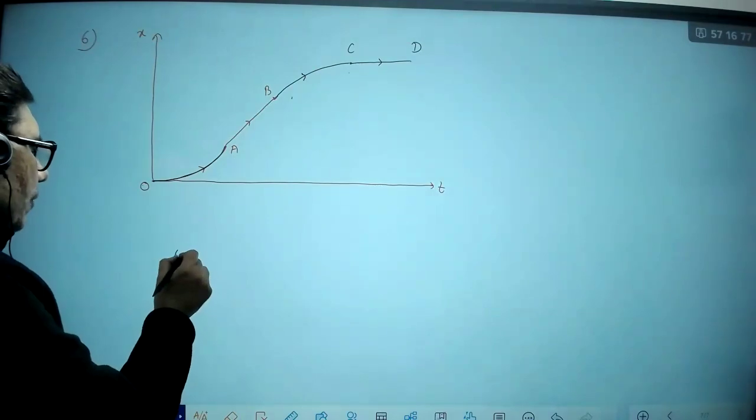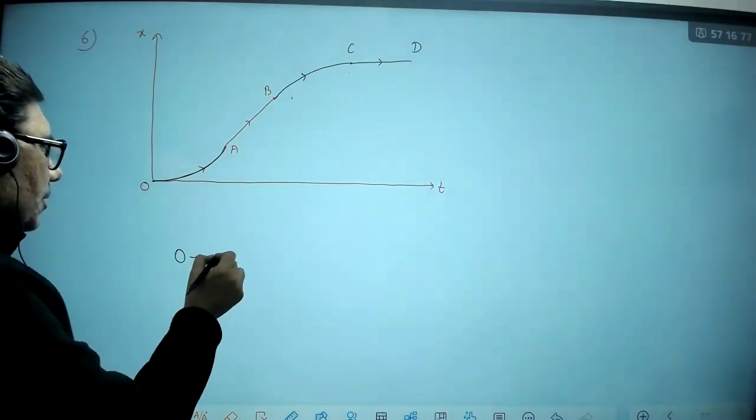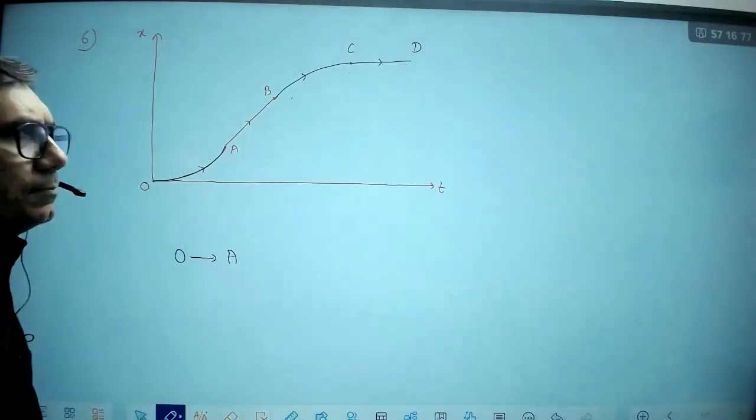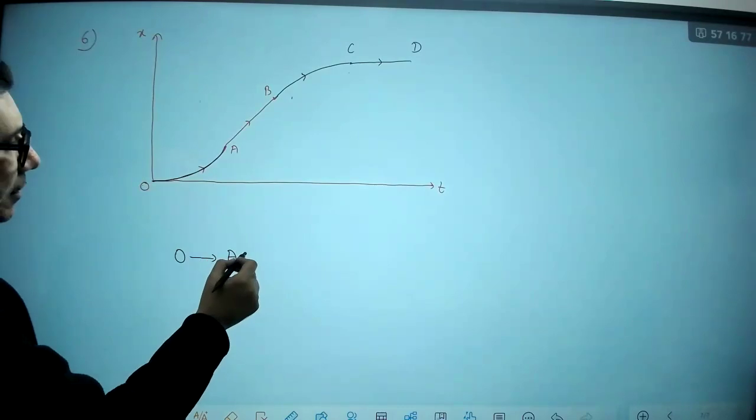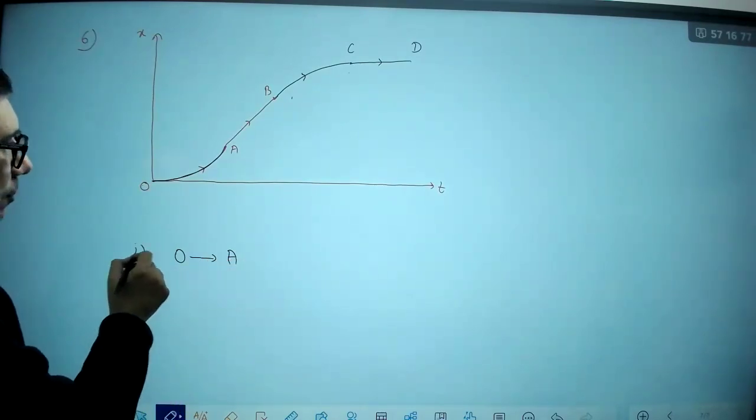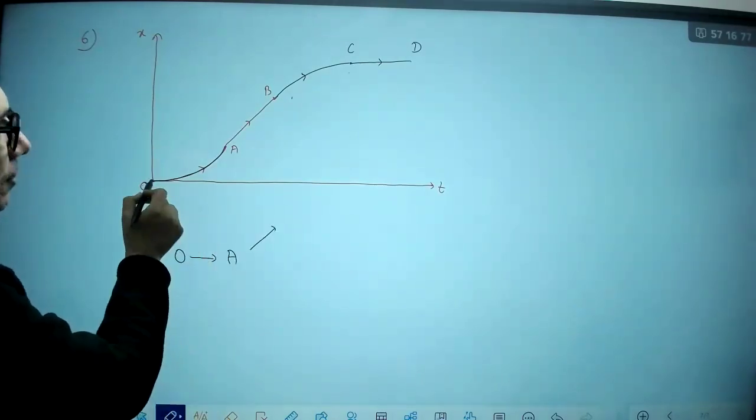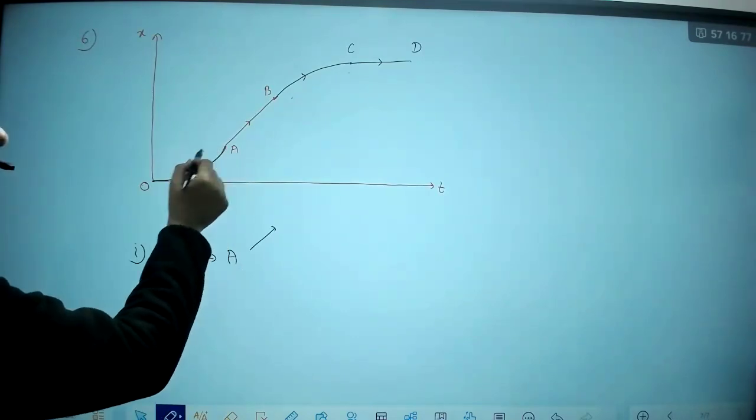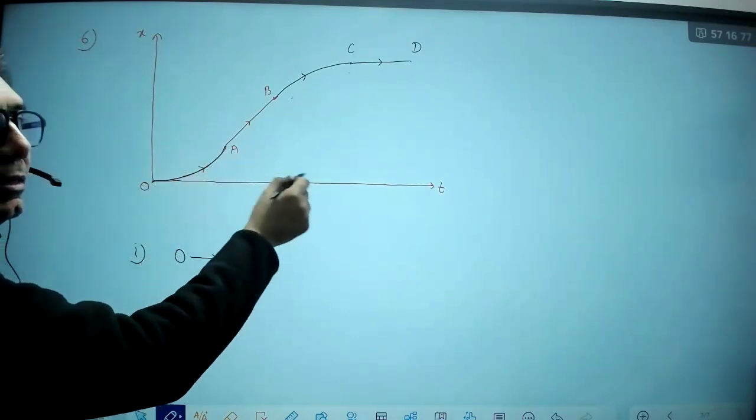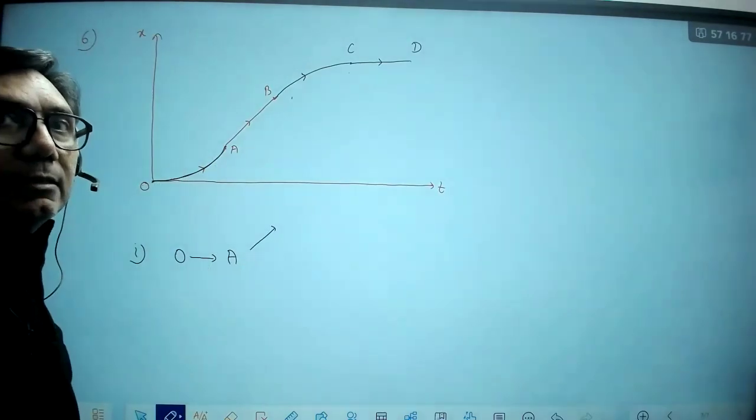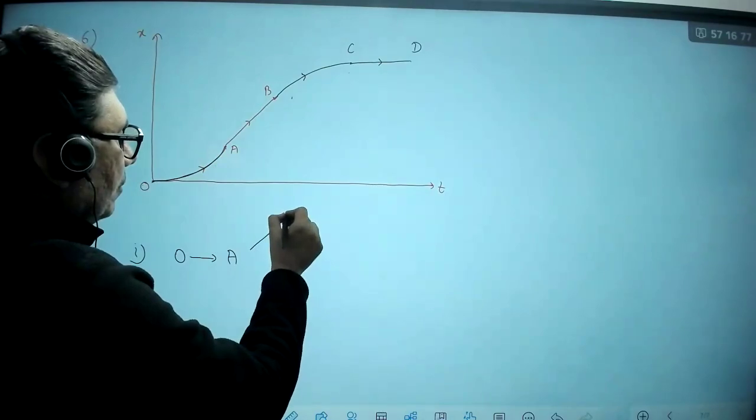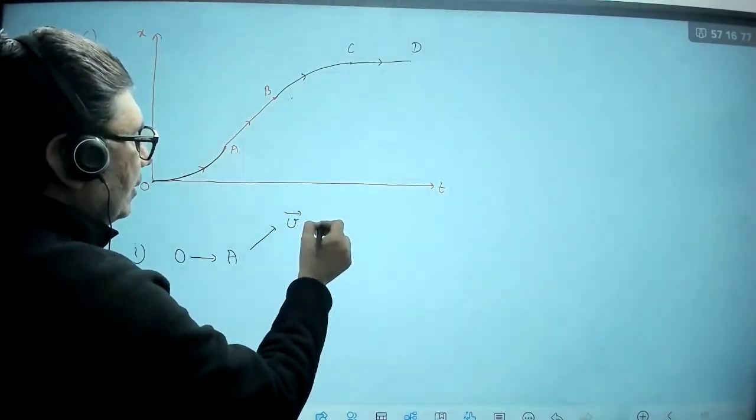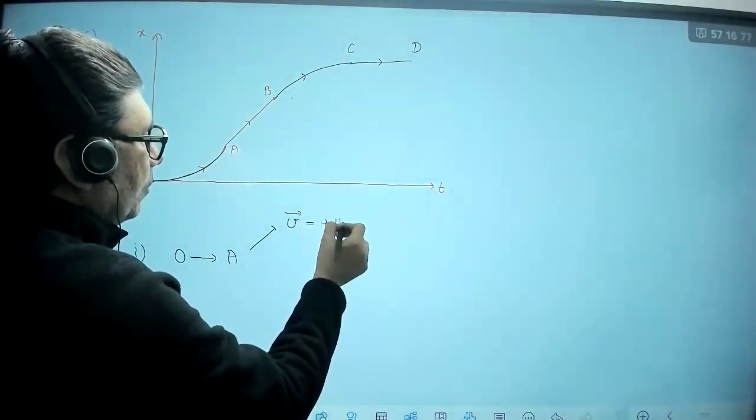So O to A, first you are going to tell me O to A. What is this? Positive acceleration, yes, beta. For this first one, O to A, what conclusion can you draw? X is increasing with time. Try to understand, X is increasing with time. So if X is increasing with time, then velocity will be positive.